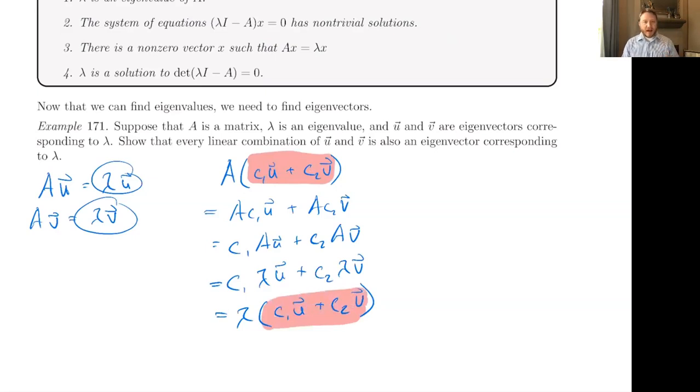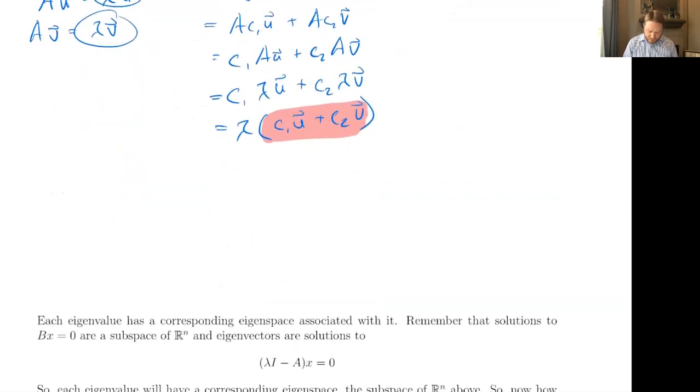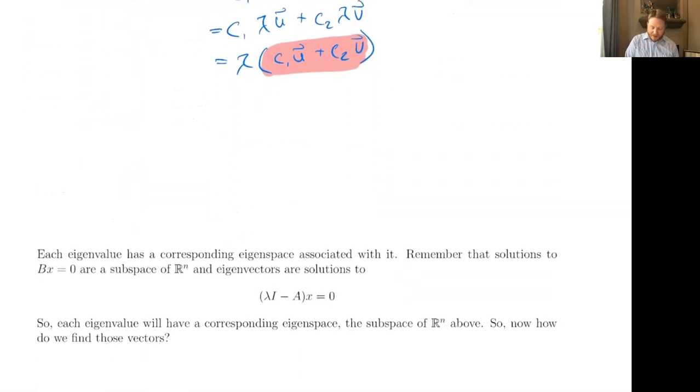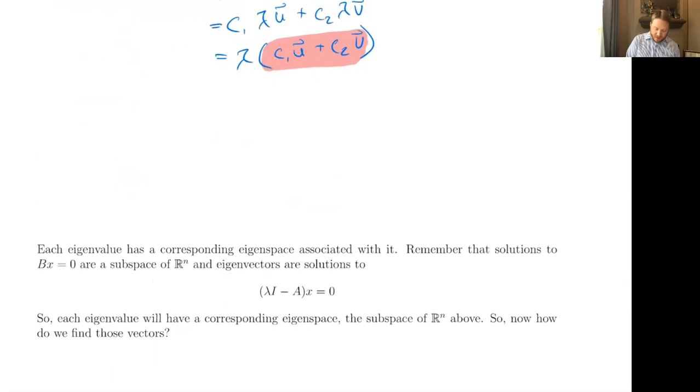So if I have an eigenvalue, then every linear combination of eigenvectors that correspond to lambda is still an eigenvector that corresponds to lambda. So this is really good. And so what we end up having is eigenspaces. And this goes back a little bit further to something we did in a previous chapter. If you have Bx equals 0, and I know I've left off the little vector symbol there, that's okay, then that is actually a subspace of Rn.